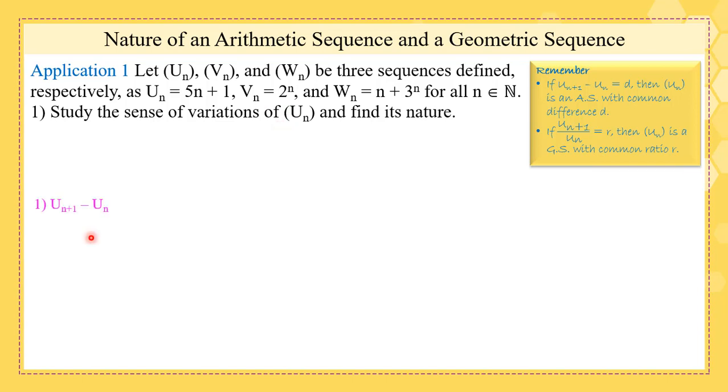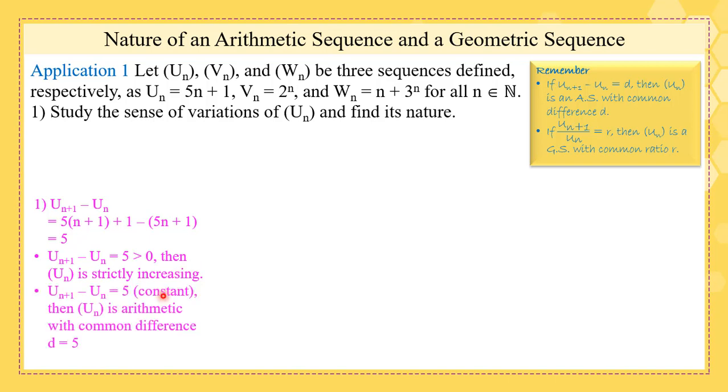Well, to study the sense of variations, we find un plus 1 minus un, and we compare it to 0. This is 5, greater than 0, so we can say that un is strictly increasing. Now, what about the nature of the sequence un? In this case, because un plus 1 minus un is equal to 5, which is a constant, we can say that un is an arithmetic sequence with common difference 5.